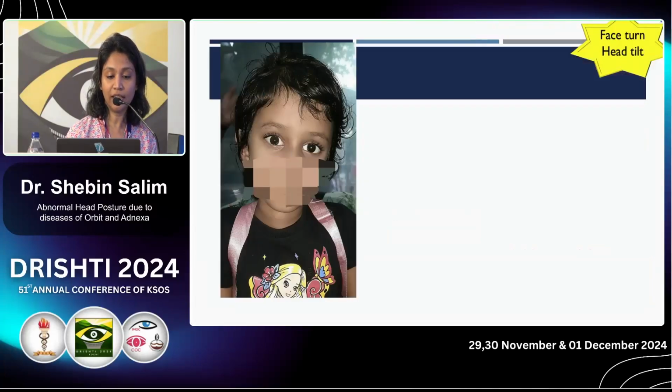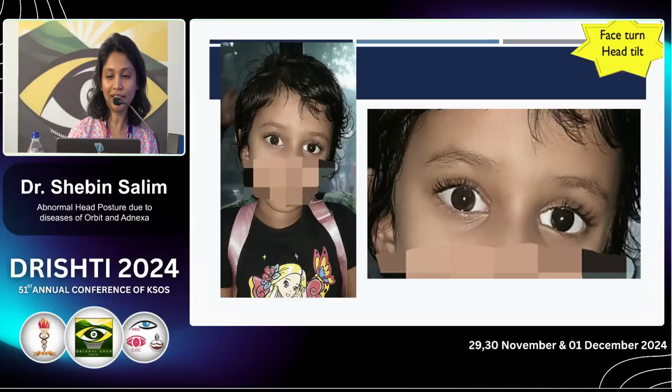So this girl, can you see the abnormality here? So she is having a prosthetic eye on the left side.